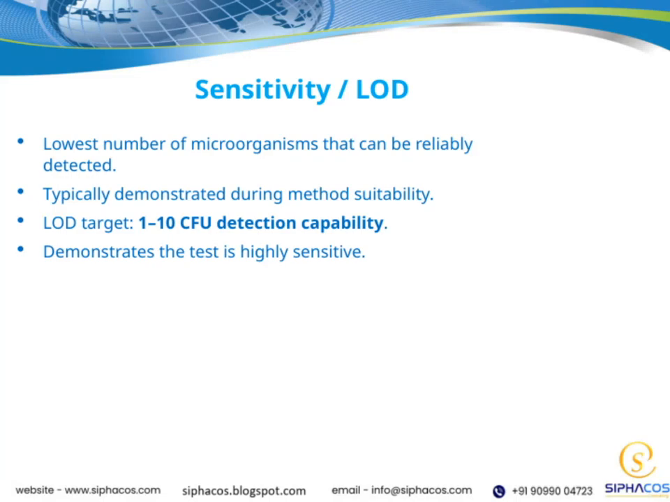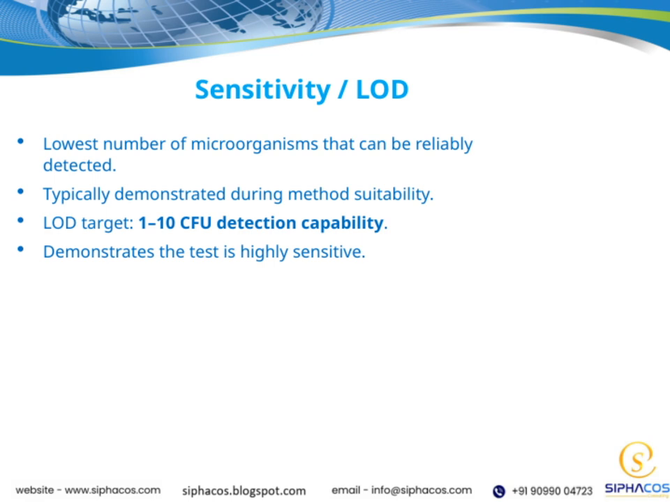On this slide, we're focusing on the lowest number of microorganisms that can be reliably detected, which is a key aspect of method sensitivity. Typically, this is demonstrated during method suitability testing to ensure our detection methods are working properly. The LOD target, or limit of detection, usually falls between 1 and 10 colony-forming units, or CFUs, depending on the method and the sample. This range indicates the test's detection capability at very low levels, which is crucial for accurate microbial monitoring.